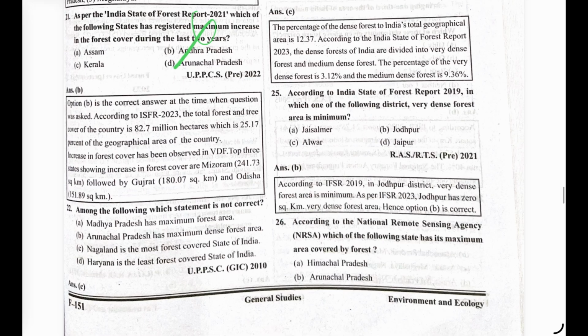Among the following, which statement is not correct? Madhya Pradesh has the maximum forest area. Arunachal Pradesh has the maximum dense forest area. Nagaland is the most forest covered state of India, Haryana is the least forest covered state of India. So Nagaland being the most forest covered state is not correct, because there is Mizoram, then Arunachal Pradesh. Madhya Pradesh has maximum forest area, yes. Arunachal Pradesh has the maximum dense forest area, yes. Haryana is the least forest covered state, yes. So that is the correct option.